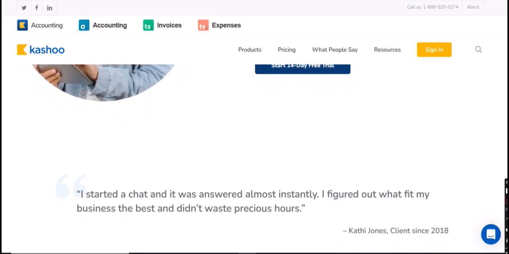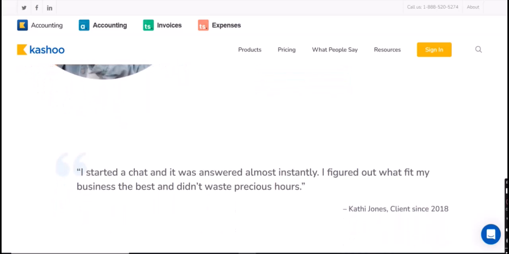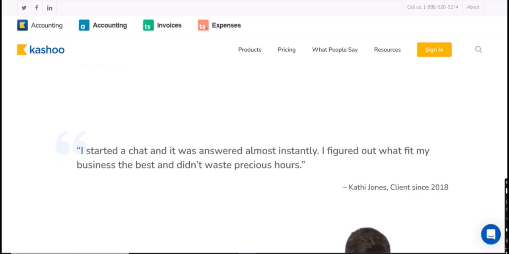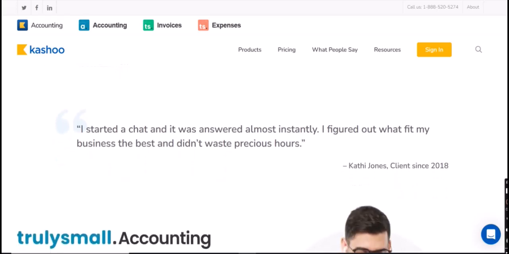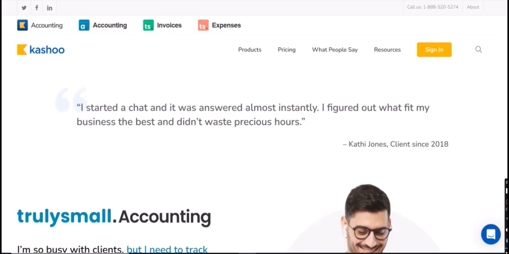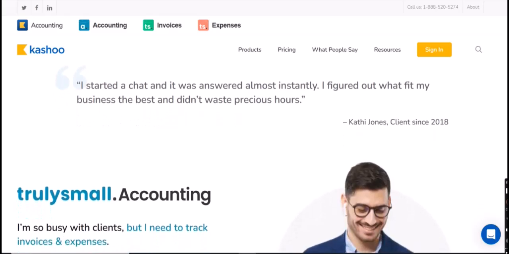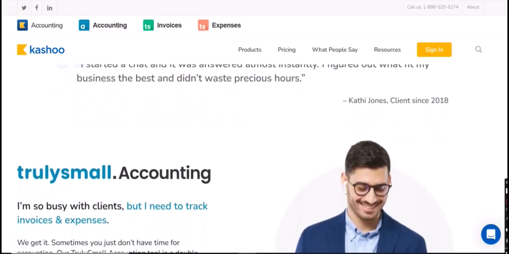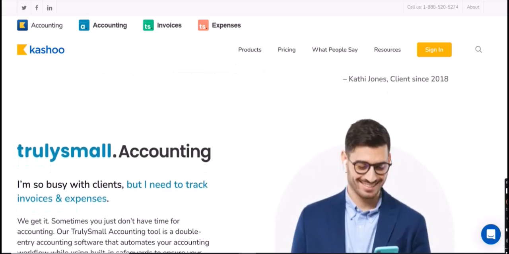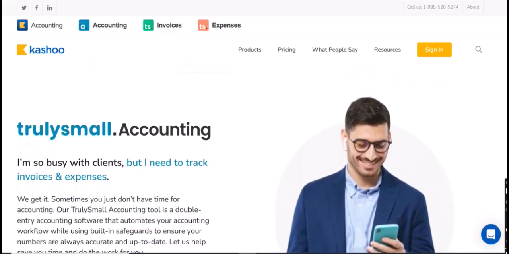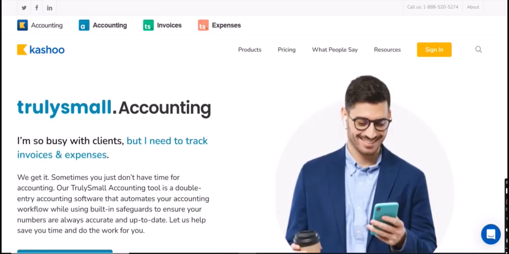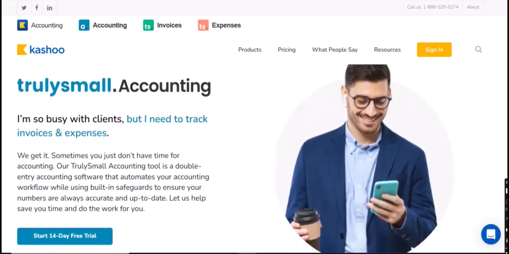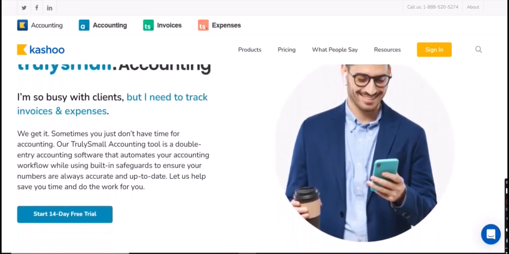For educational purposes, this feature clearly demonstrates the process of creating and managing sales transactions, a fundamental aspect of accounting. Expense tracking. Keeping track of your business expenses is crucial for understanding your profitability and for tax purposes. Kashoo enables you to record your expenses, categorize them appropriately, and even attach receipts for easy record keeping. This feature illustrates the importance of documenting financial outflows and how software can streamline this process. A key concept in accounting principles.